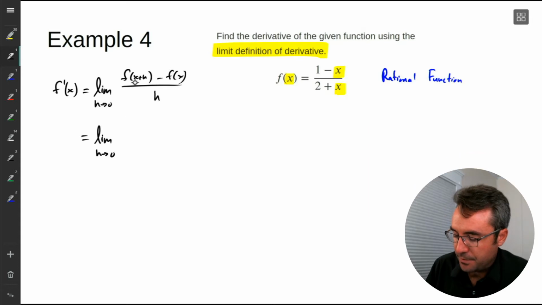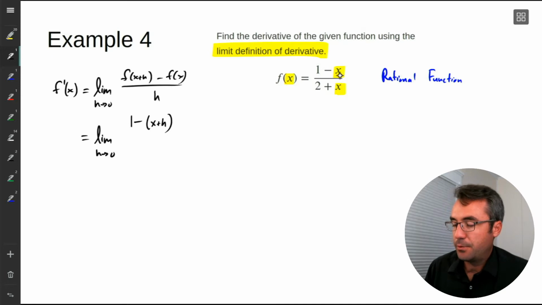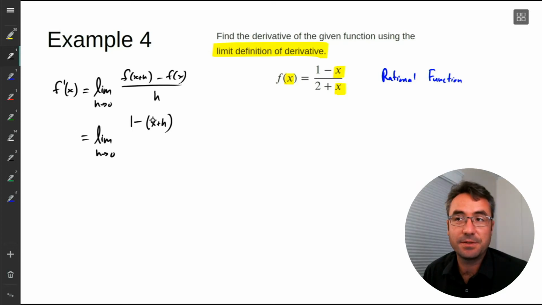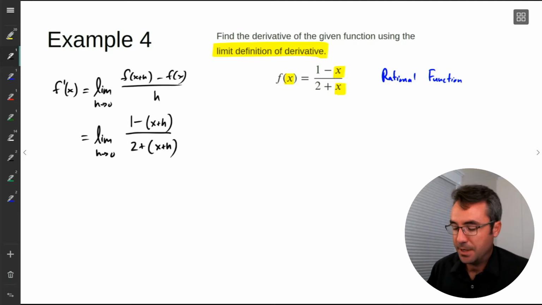So for this f of x plus h, we're going to end up with 1 minus, and I'm putting parentheses here. It's actually good practice, whenever we replace an x, probably with an x plus h, to actually replace it with parentheses x plus h, so we don't forget about the negative here. We're going to have to distribute that over the parentheses, so to the x and to the h. Just a little caution there. And then 2 plus parentheses x plus h. So that's just this fraction, f of x plus h.